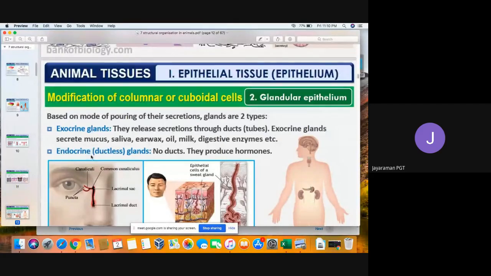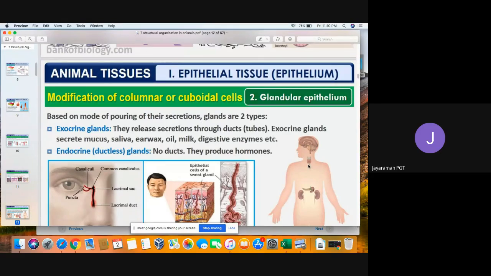Exocrine simply means a ducted gland. A gland with a duct is called an exocrine gland. A gland without a duct is called an endocrine or ductless gland. All the hormone-secreting glands are endocrine glands. Hormones are not carried by a duct. For example, the pituitary has no duct. It is directly poured into the blood. The thyroid is attached near the trachea in the neck region. There is no duct at all.